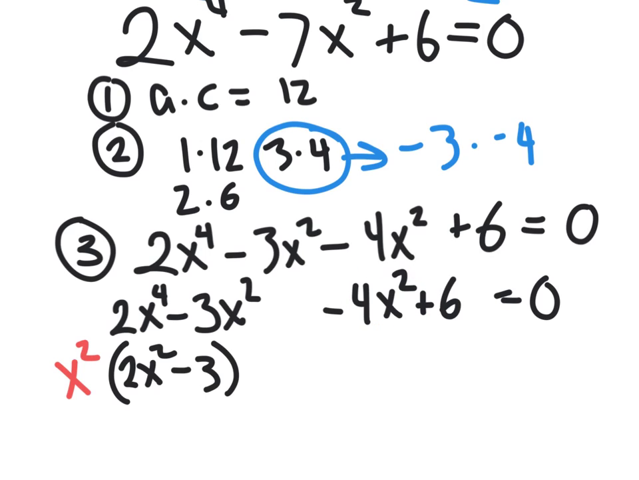Okay, and in the second group, what's in common? What could I pull out? There are no x's in both terms, but you could pull out a 2 for sure, and it's better to pull out a negative 2. Check it out. Pull out a negative 2, and what would be left?